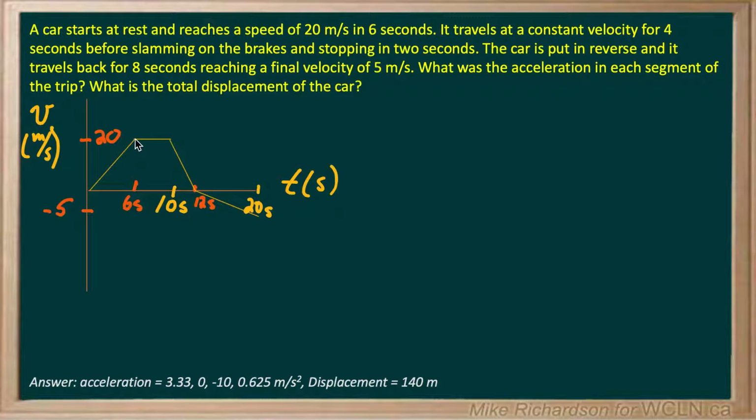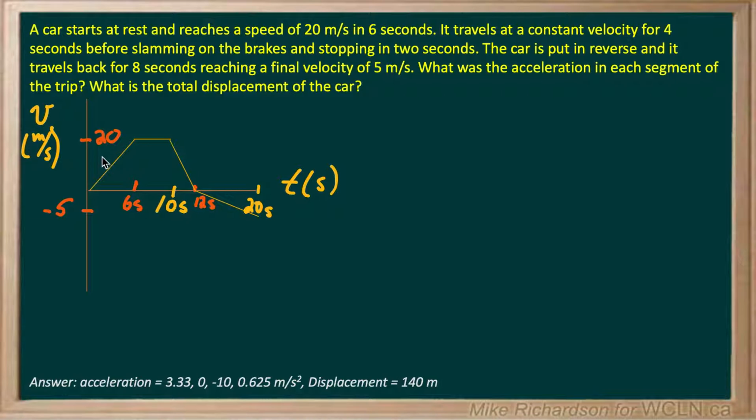Then it remains at this velocity for 4 seconds, so it stays at 20. Then it slams on the brakes and gets back to 0. And that takes 2 seconds, so we're already at 12 seconds here. And then it says it's in reverse, and for the next 8 seconds, it goes in the other direction, so in the negative direction, and achieves a final velocity of 5 meters per second in reverse, so -5. So you can see our final line goes from 0, where he stopped, for the next 8 seconds down to -5. So there's our shape.